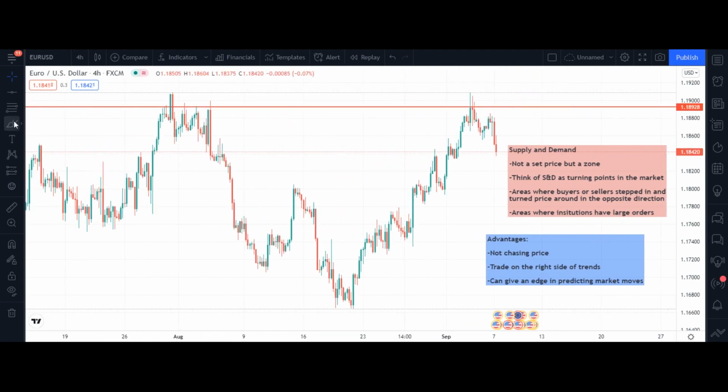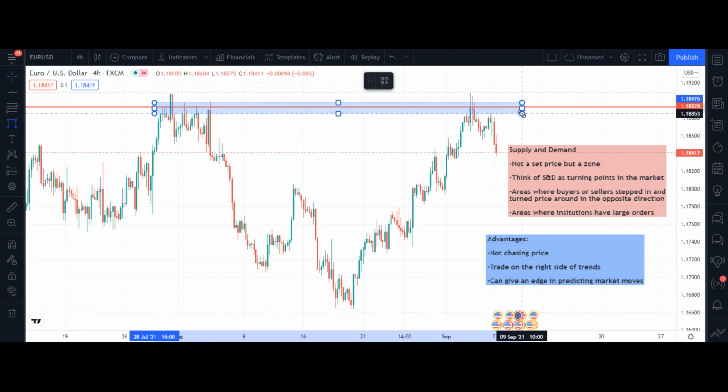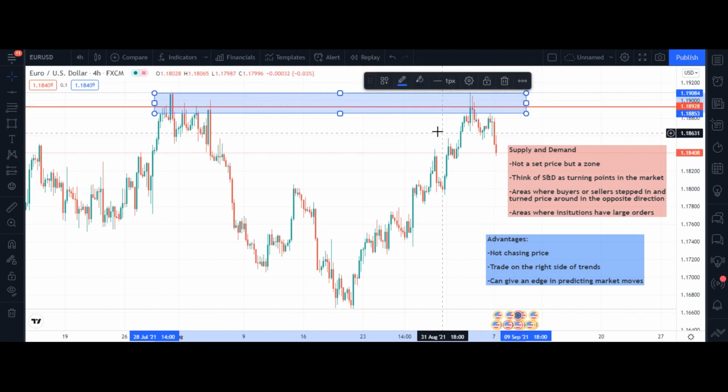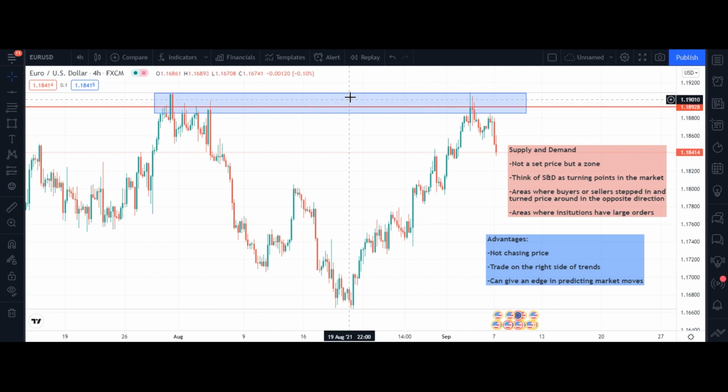The good thing about supply and demand is it's a zone, because you have to remember there are many different players in this market. You have banks from all over the world. You have hedge funds. You have brokerage firms. They have orders all in this area. So it might not be just one order block at this price. It could be some here, some here, some here. That's why it's good to draw a zone so that you can stay in the game.